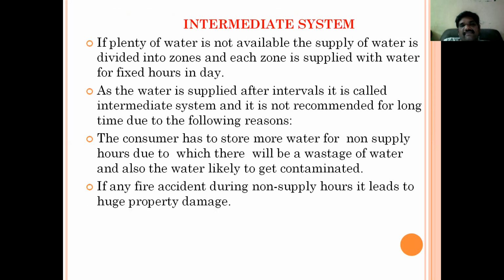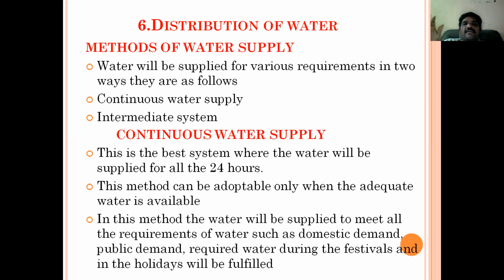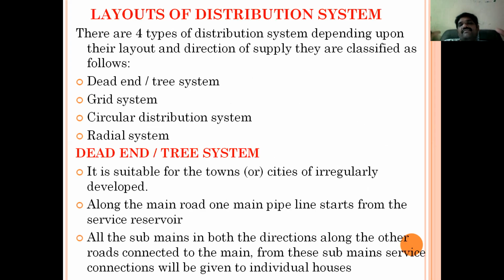In the previous case, we have seen the method of water supply. Now, the layouts of the water supply system: dead-end system, grid system, circular system, radial system. These four are the different layouts of the distribution system.